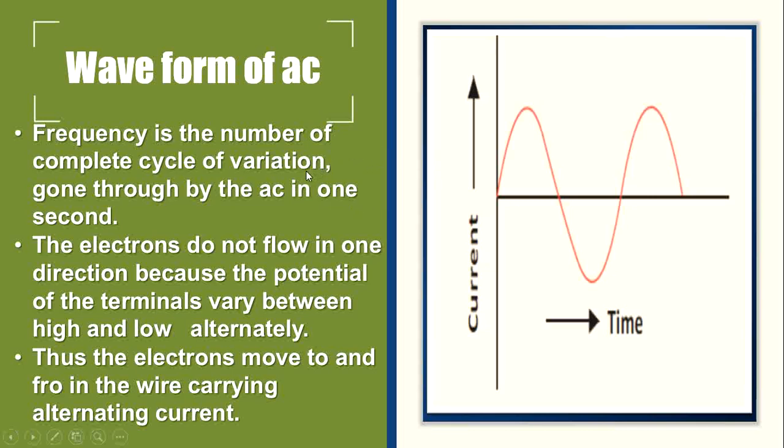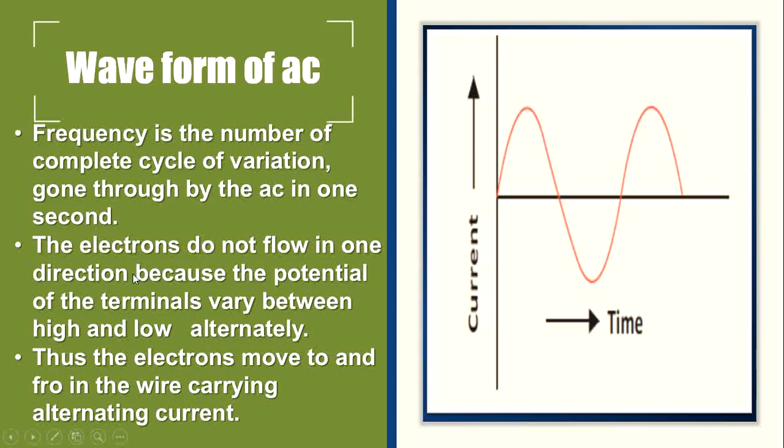We have to characterize this variation by a term called frequency. What is frequency? Frequency is the number of complete cycles of variation gone through by the AC in 1 second. That is, within 1 second the number of complete cycles of variation is called frequency. So in this diagram the movement of the wave is called a frequency.